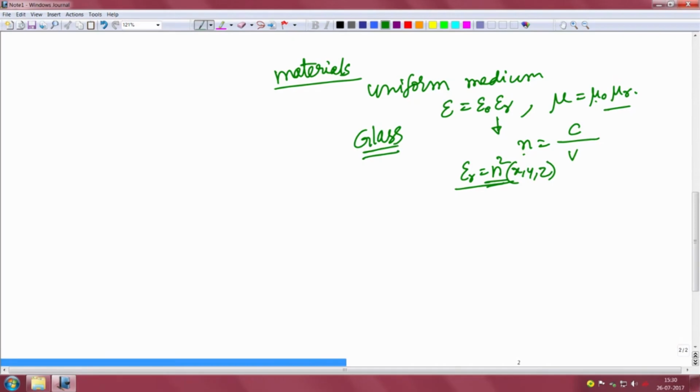And there are materials which have non-uniform media. That means the properties of the medium vary with the different coordinates, and in particular, as an example of non-uniform media, you can have a graded index waveguide.